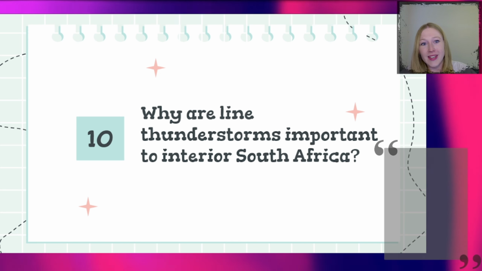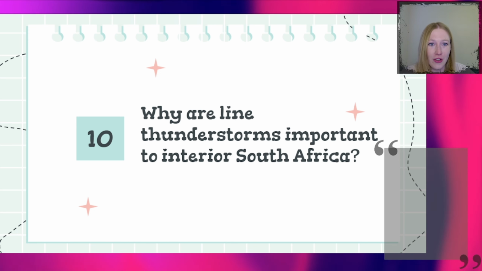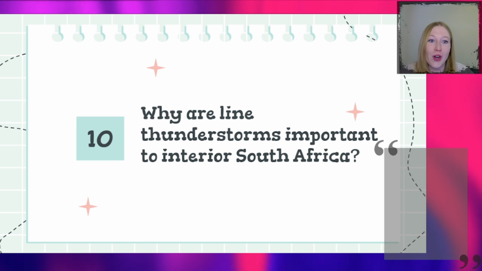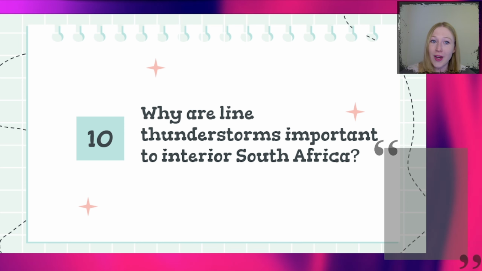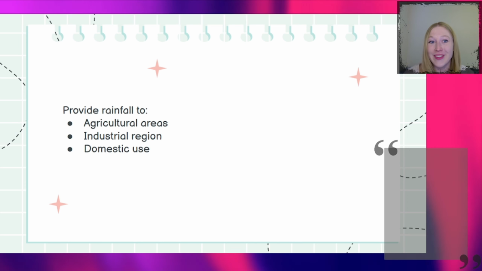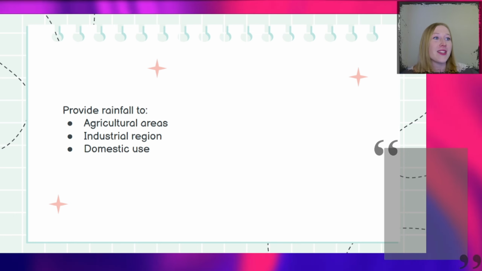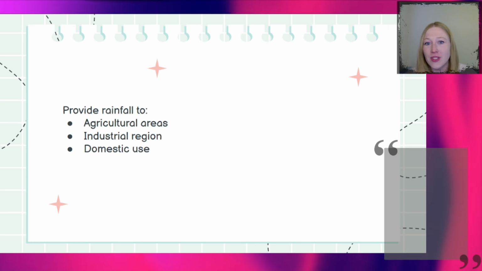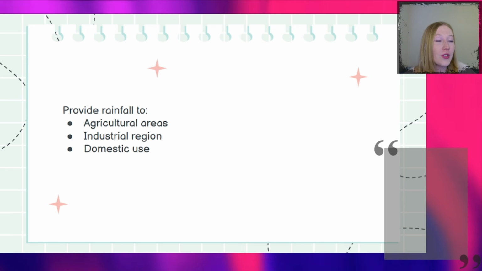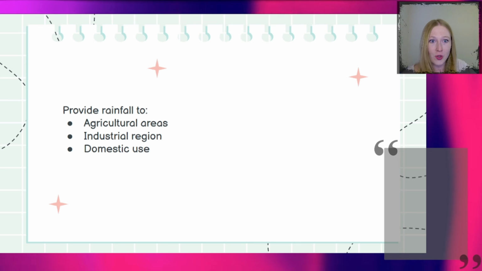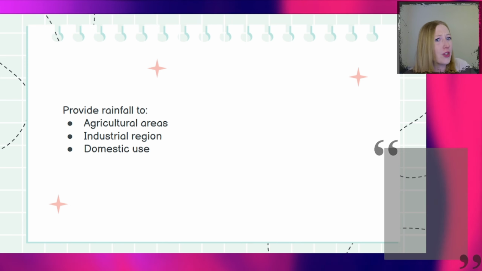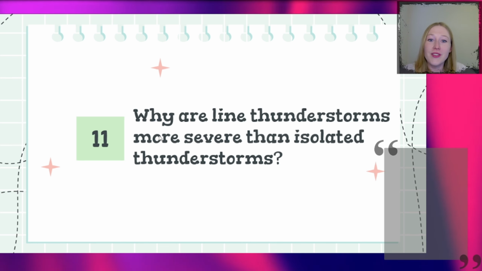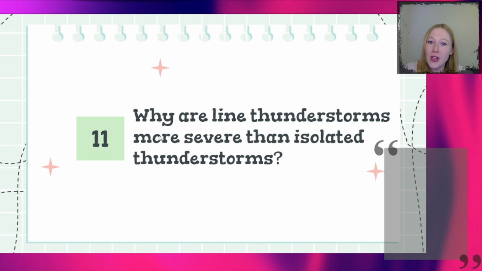But despite the excessive rain and hail and tornado-like winds, these thunderstorms are very important for South Africa, for the interior regions of South Africa. Why? Well, because we need the water. Okay, that is the main source of water. We use it for our agriculture, our industries, domestic use, all of the above. So if you can think of any area where you would need water, these thunderstorms, that is their main, if not only, water supply.